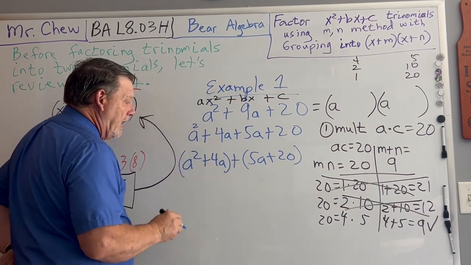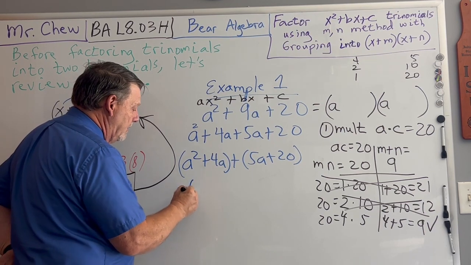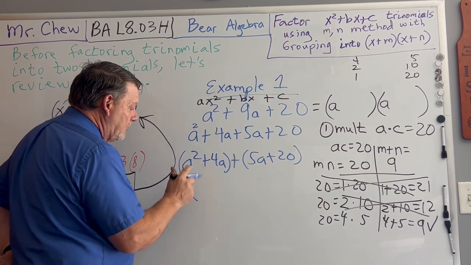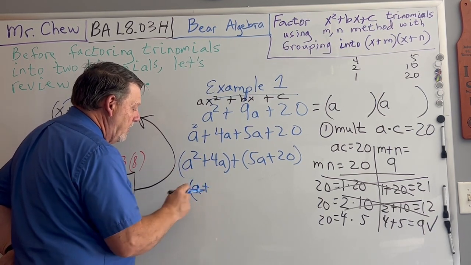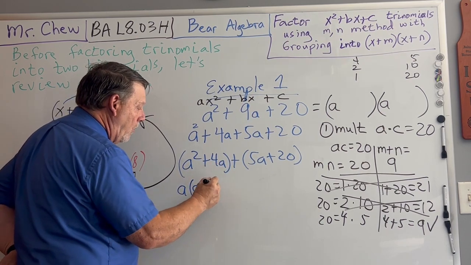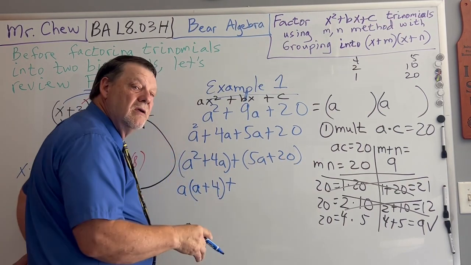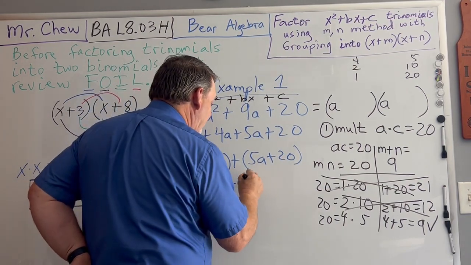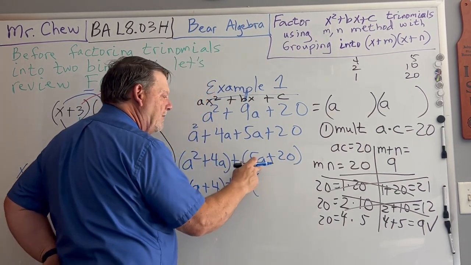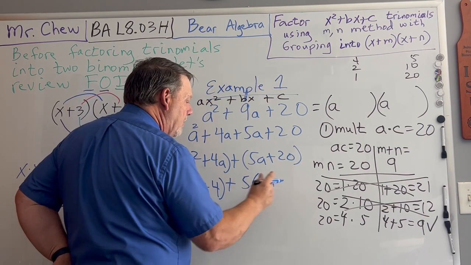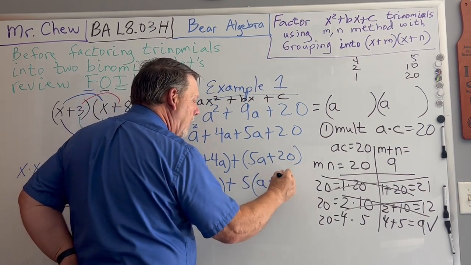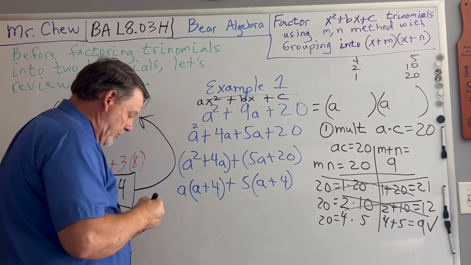What can I factor out of there? I can factor an A out. What do you multiply by A to get A squared? A. What do you multiply by A to get 4A? 4. 5A plus 20. The GCF is 5. What do you multiply by 5 to get 5A? A. What do you multiply by 5 to get 20? And it better be that same number.